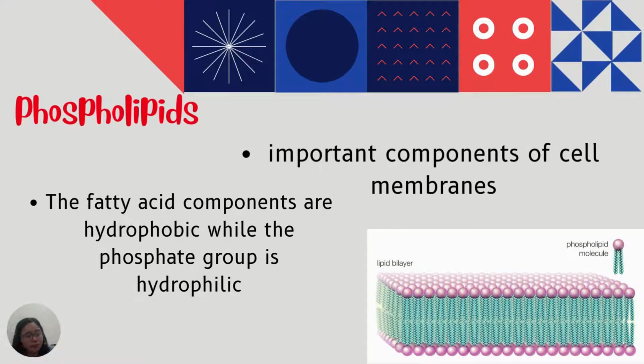phospholipids. Okay, so phospholipids are an important component of cell membranes. Remember, the cell membrane is the one that protects the cell and controls the materials coming in and out of our cell. So, important component siya ng ating cell membrane. Fatty acid components are hydrophobic while the phosphate group is hydrophilic. They are made up of 2 fatty acid molecules and 1 phosphate group. Okay, so that is phospholipids.